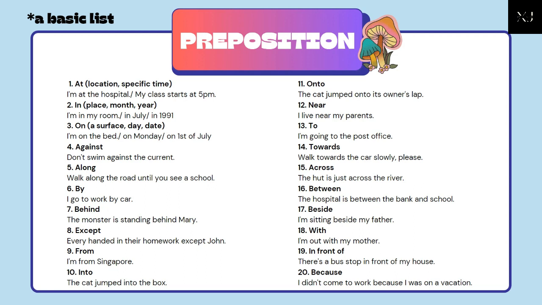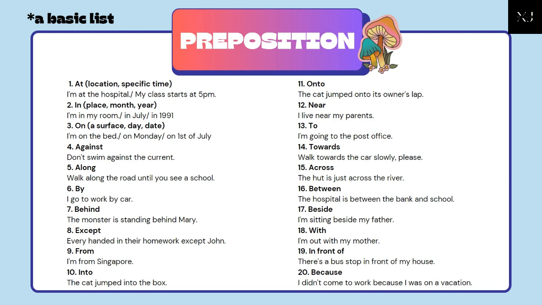Walk towards the car slowly, please. Across. The hut is just across the river, meaning it's on the other side of the river. You need to like cross the river, okay, to get to that hut. Between, very simple, you all know this. The hospital is between the bank and the school. Beside, I'm sitting beside my father.